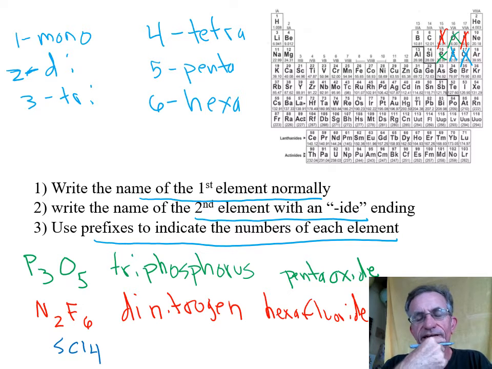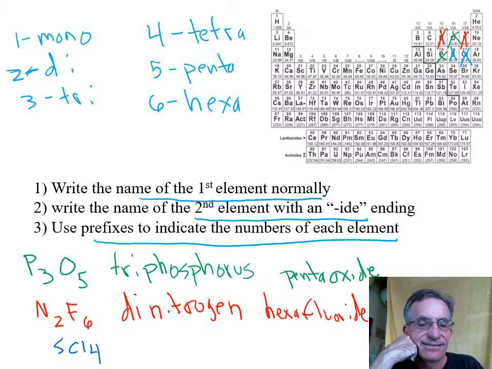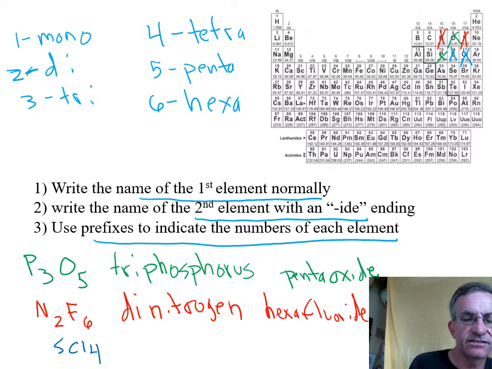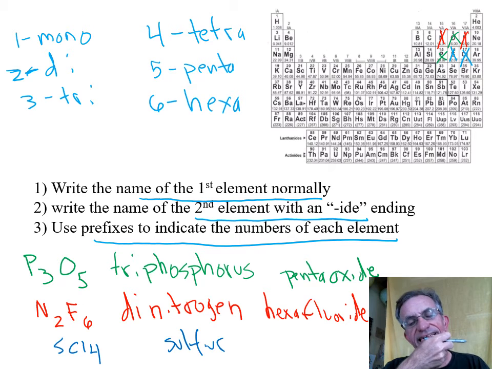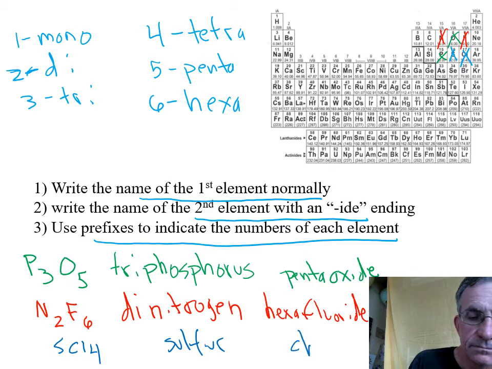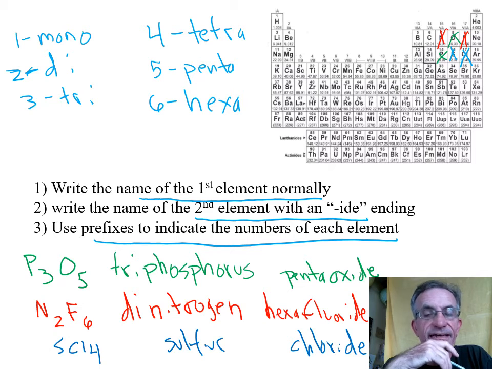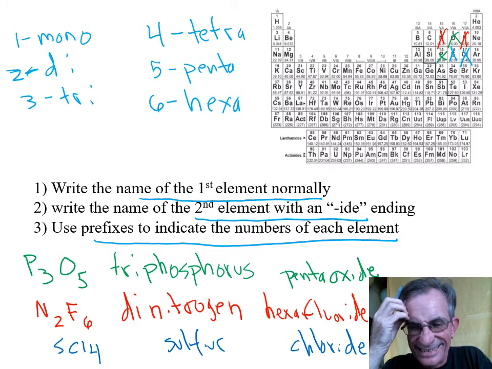Let's just make sure you got this figured out. Okay. All right. SCl4. Write the name of the first element normally. S is sulfur. You write the name of the second element with an "ide" ending. So what are you going to say for Cl? What's the name of it with an "ide" ending? It's going to be chloride. And then you use prefixes to tell me the amount of each.